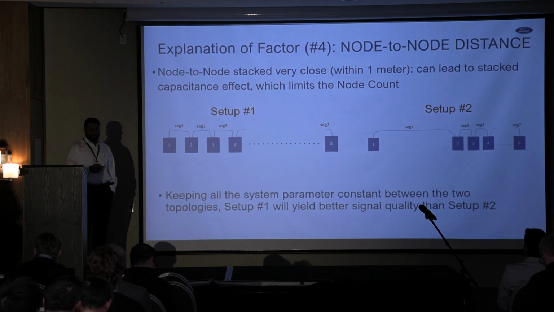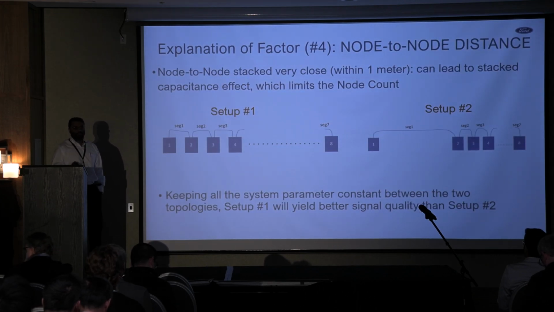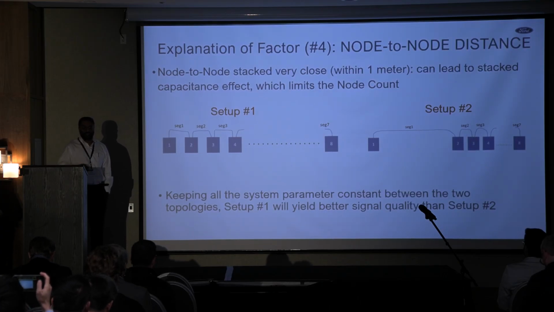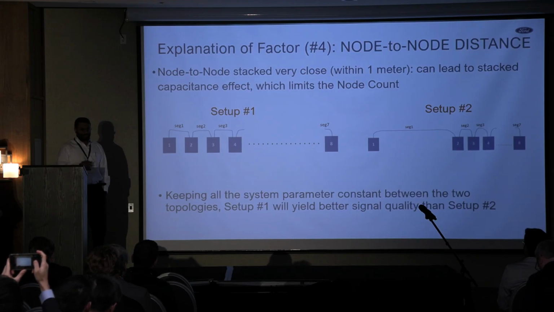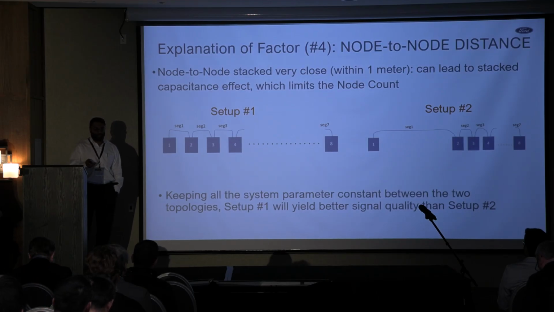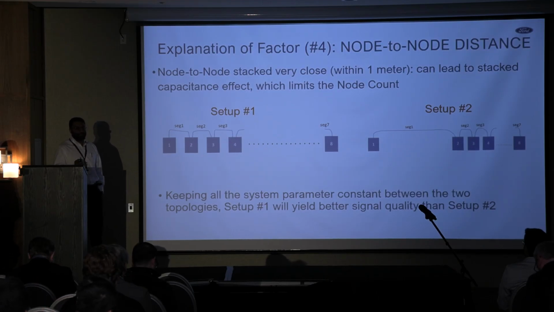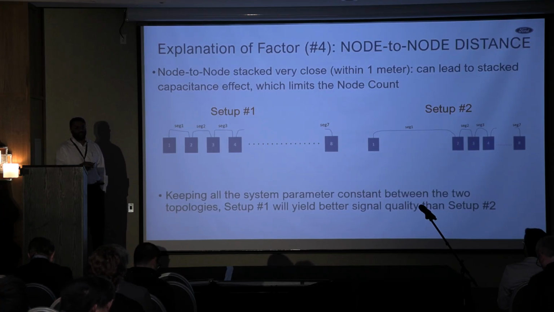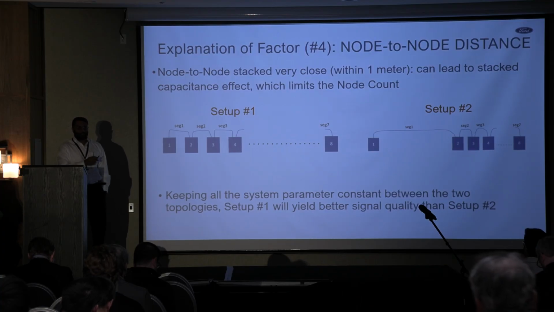The next factor that we are going to look into is the node-to-node distance. Obviously, when we have a multi-drop network, we have more nodes that are daisy-chained to each other. In our setup, we used two configurations: in setup 1, all the nodes are equidistant from each other, whereas in setup 2, we have one node that is further away.